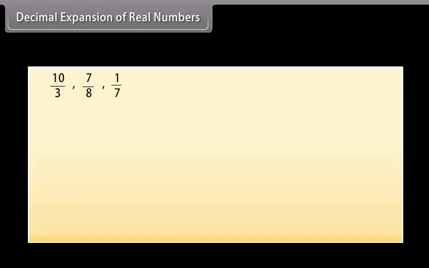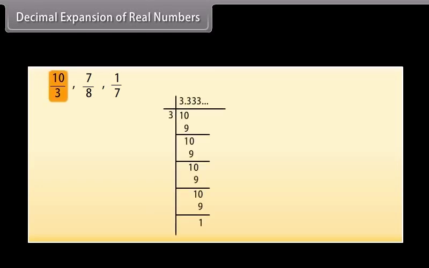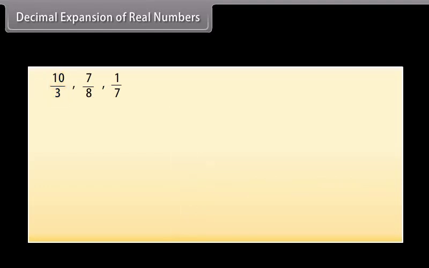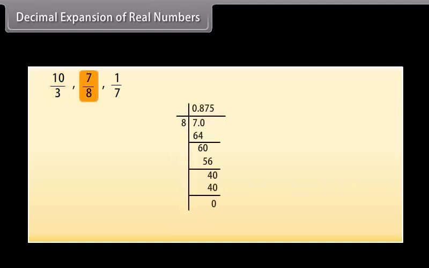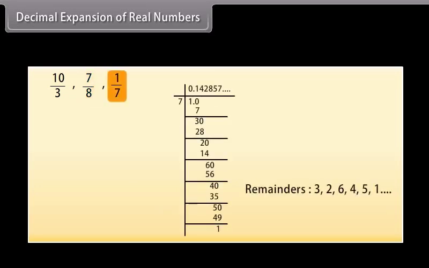Here we can see the decimal expansion of 10 by 3. We get remainder 1, 1, 1, 1, 1. Similarly, the decimal expansion of 7 by 8 gives remainder 6, 4, 0. And the remainders of 1 by 7 are 3, 2, 6, 4, 5, 1.